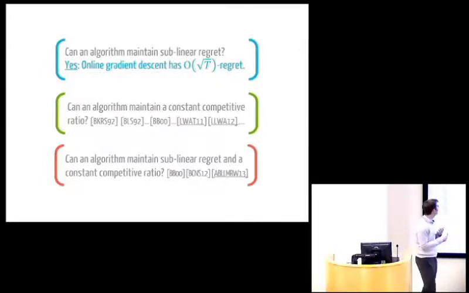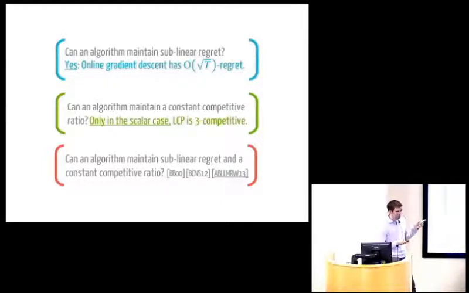If you do a little bit better and do an online Newton, you can improve constants, you can do better in slightly more general settings, and so on. But already very simple algorithms do very well for regret, and there are lots of algorithms that can achieve that guarantee. That's the message I have there.